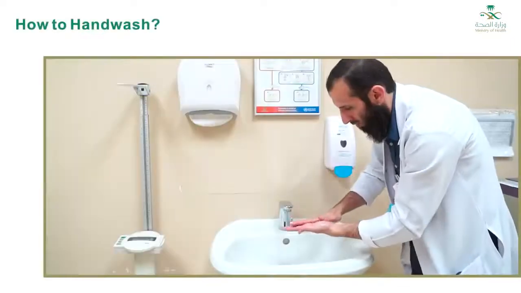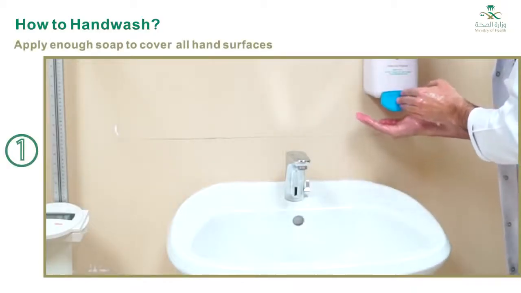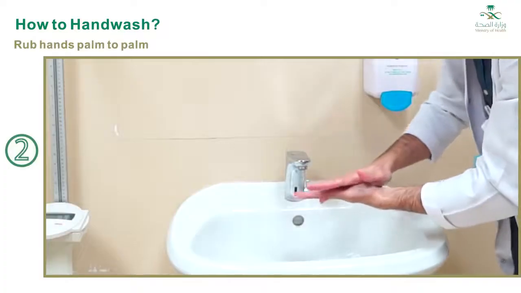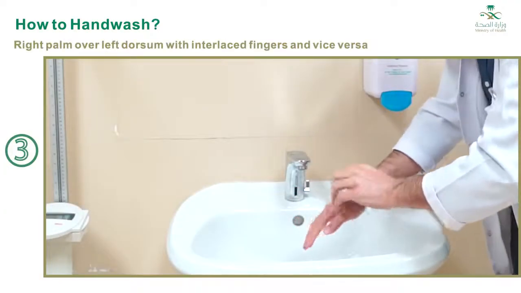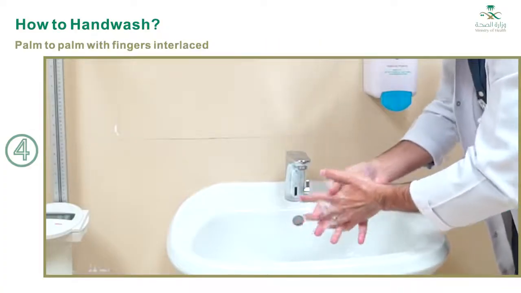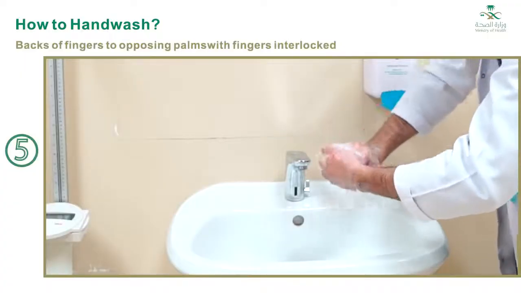How to hand wash. Wet hands with water. 1. Apply enough soap to cover all hand surfaces. 2. Rub hands palm to palm. 3. Right palm over left dorsum with interlaced fingers and vice versa. 4. Palm to palm with fingers interlaced. 5. Backs of fingers to opposing palms with fingers interlocked.